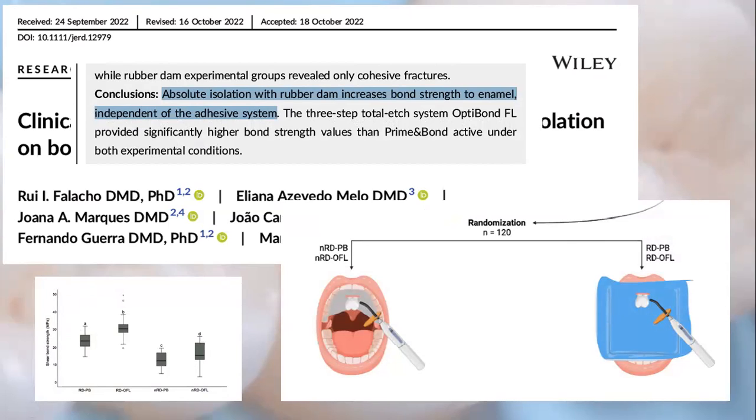The conclusion was absolute isolation with rubber dam increases bond strength to enamel independent of the adhesive system. So use of a rubber dam is absolutely paramount to regard the success in adhesive dentistry. So that being said, I've come to the end of this first part.